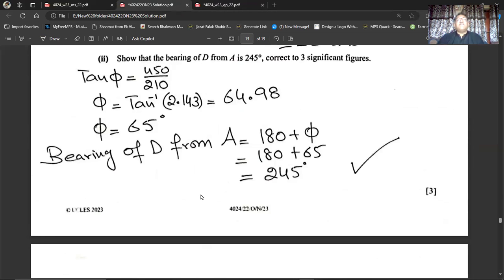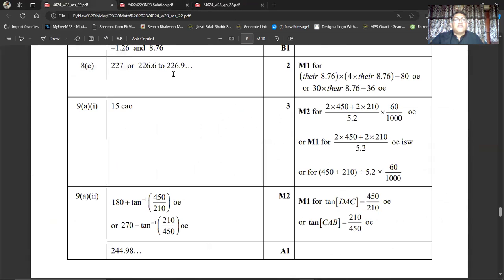Okay, so tan phi equals perpendicular over base, that's 450 divided by 210. So phi will be tan inverse of 2.143, and that will be 64.98. So the phi angle is 65 degrees approximately. The bearing of D from A will be equal to 180 plus phi. So 180 plus 65, that is 245. So the bearing of D from A is 245.